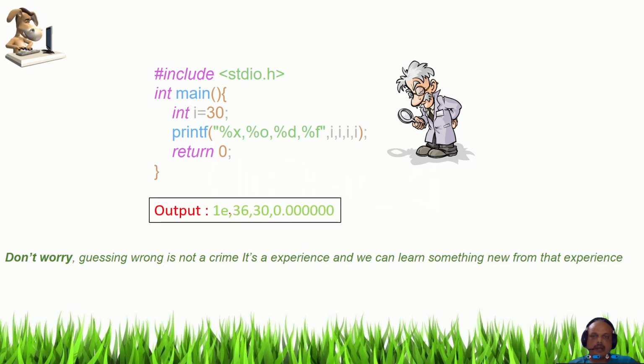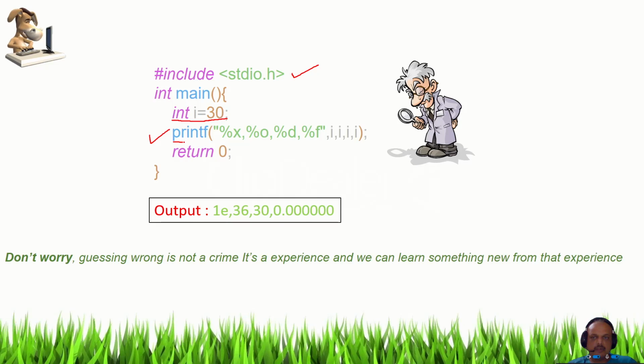So probably you might have got this. What is this? Again, include the header file in order to use the printf function. Next, a variable I is being declared and initialized to 30. So int stands for integer. An integer variable I is being assigned an integer value 30.